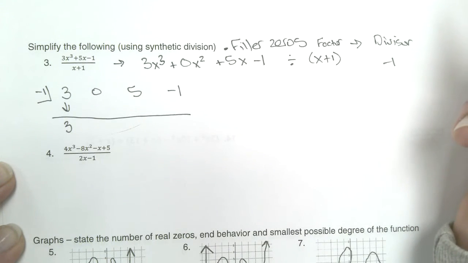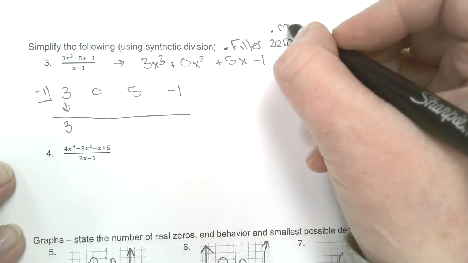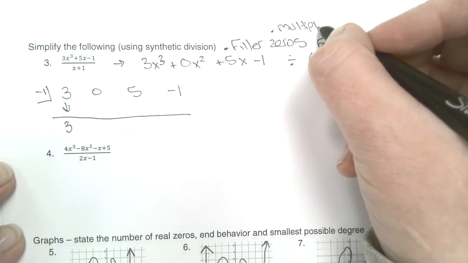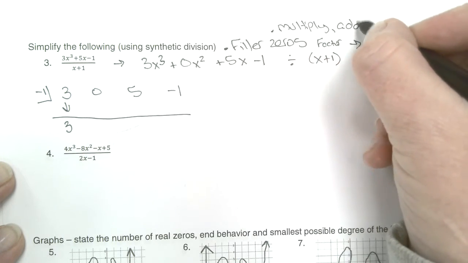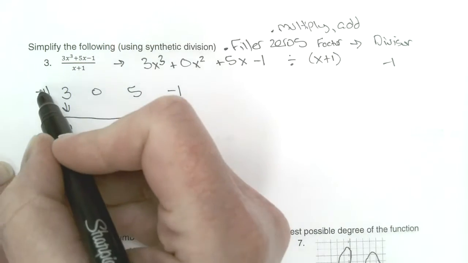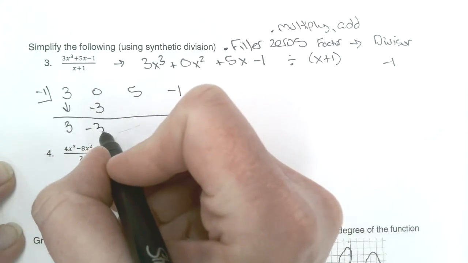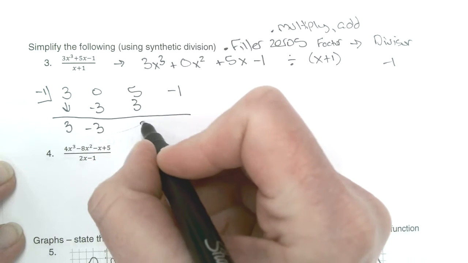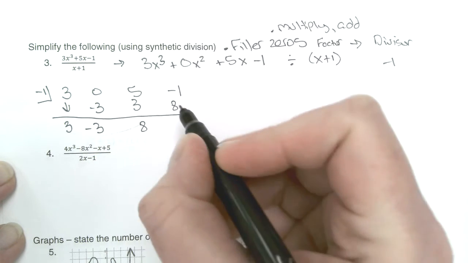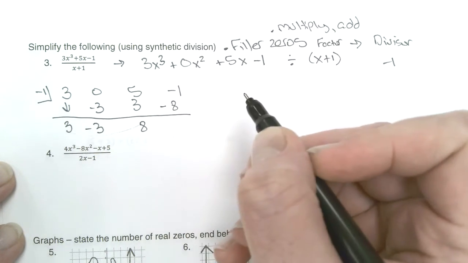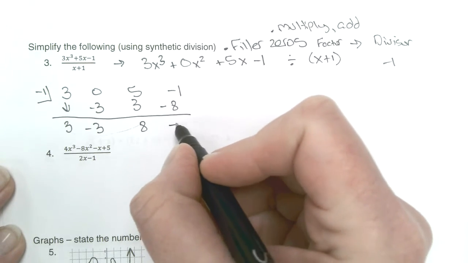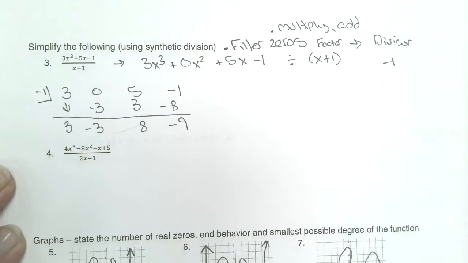And then after you have the filler zeros, you should have the pattern of multiply and add. Negative 1 times 3 is negative 3. Add down, multiply, add, multiply, how about negative 8, and add.